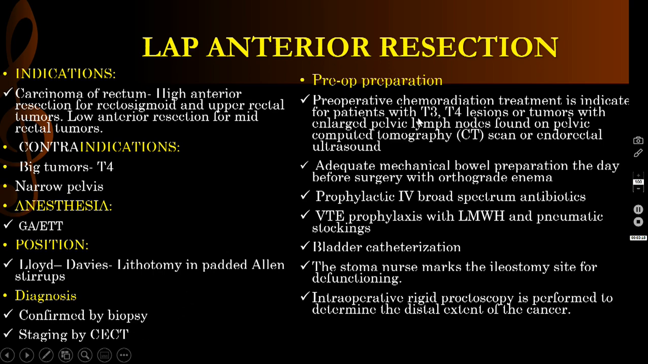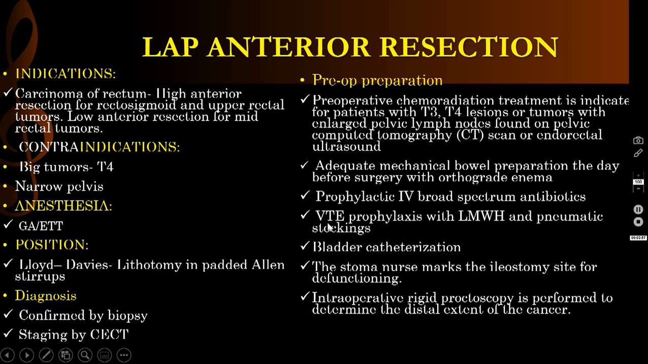Pre-op preparation: you have to give pre-op chemoradiation for patients with T3 and T4 lesions or tumors with large pelvic lymph nodes found on pelvic computed tomography scan or endorectal ultrasound. So pre-op chemoradiation should be given for T3 and T4 lesions. Adequate mechanical bowel preparation should be done the day before surgery. Prophylactic IV broad spectrum antibiotics should also be given.